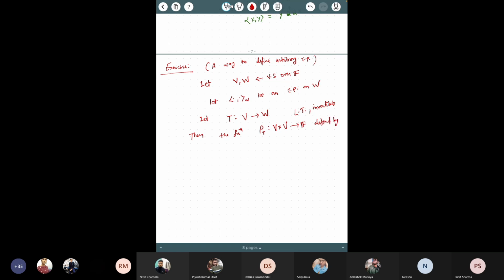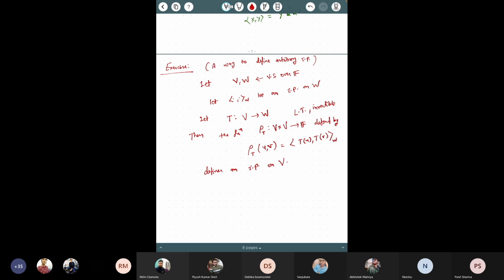It is defined by this rule: you take any u and v and you assign to it the inner product of T(u) and T(v), and this is the inner product in W, because the images of u and v under T are in W. So you can talk about this quantity on the right hand side. But then if you look at this map rho_T, this is a well defined thing, and this actually defines an inner product on V.